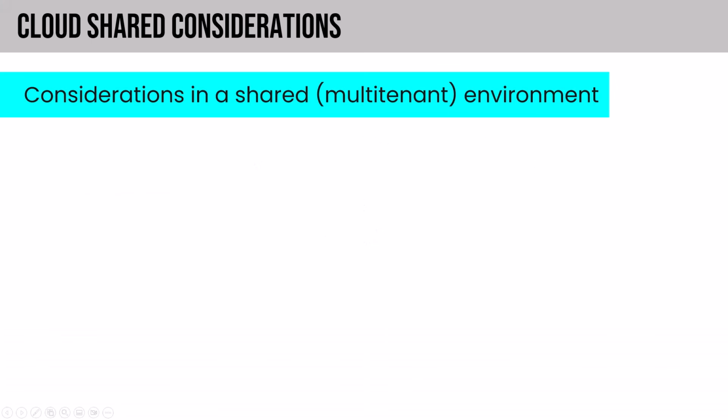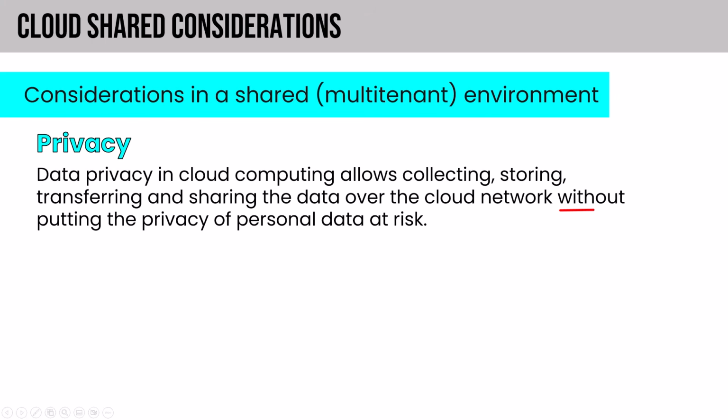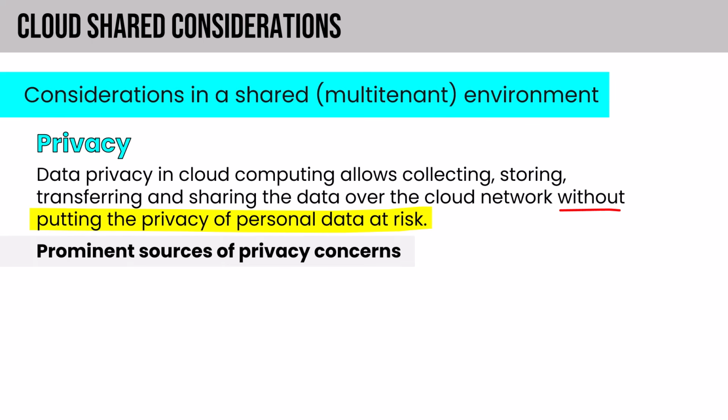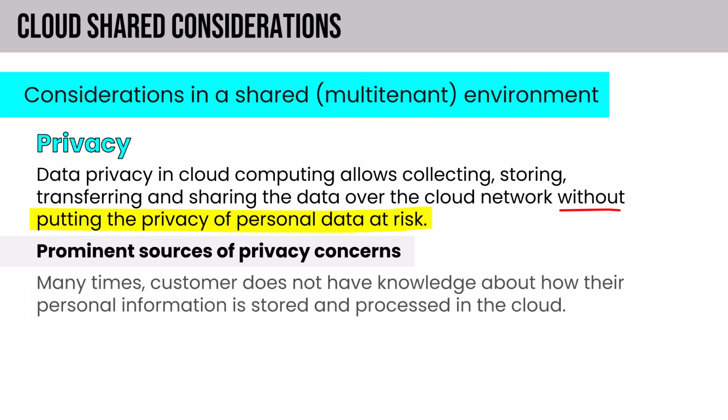Continuing down the road of shared considerations, let's talk about privacy. So data privacy in cloud computing allows collecting, storing, transferring, and sharing data over the cloud network without putting the privacy of personal data at risk. So there are a couple of prominent sources of privacy concerns. Number one, oftentimes the customer does not have knowledge about exactly how their personal information is stored and processed in the cloud. Your major CSPs do a pretty good job in terms of transparency. Those contracts, those agreements are long-winded, so not always easy to find in some cases.